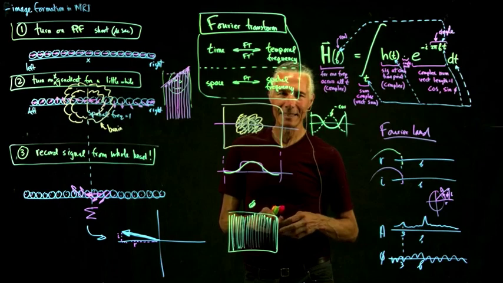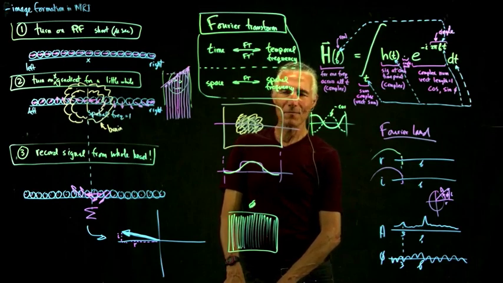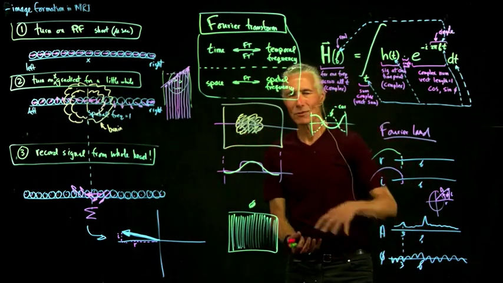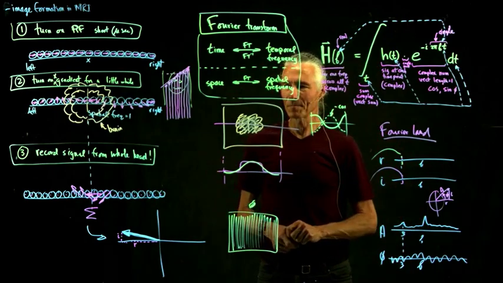Okay. Any questions about a way too fast run through the Fourier transform and how it relates to MRI? Like I said, there's only 2 equations. That's the good news. There's just the Bloch equation that tells you how the signal changes, and then there's a Fourier transform that tells you how you get the image.